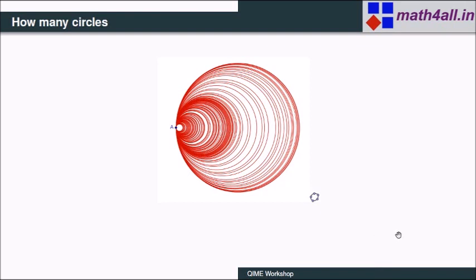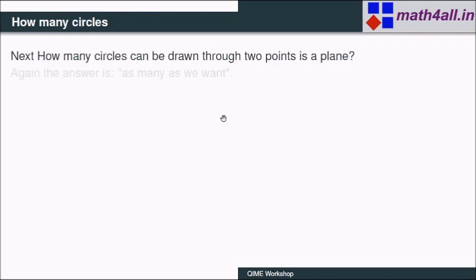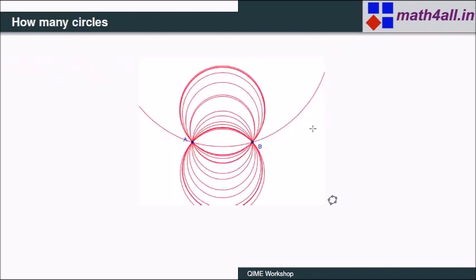So the question was, given a point A, how many circles can pass through it? The answer is infinite. The next question obviously is, how many circles can be drawn through 2 points? Again, the answer is infinite, right? You can do it in GeoGebra again: take 2 points and take possible circles of different radii passing through them. Let me not go too much into GeoGebra.